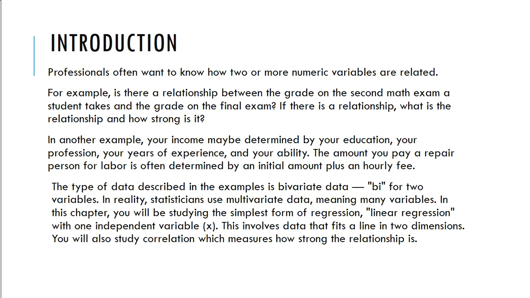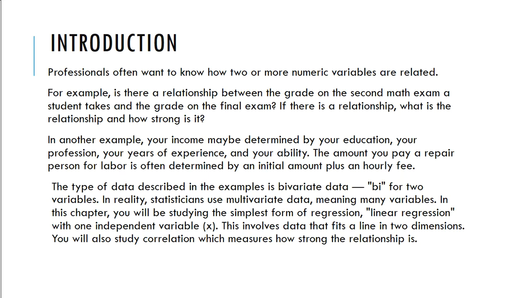The amount you pay a repair person for labor is often determined by an initial amount plus an hourly fee. So if you hired a plumber and they charge $65 to come out and then $120 every hour, that's basically a regression. You're comparing two variables, time and cost. The type of data described in these examples is bivariate data. Bi means two variables. In reality, statisticians use multivariate data, meaning many variables.